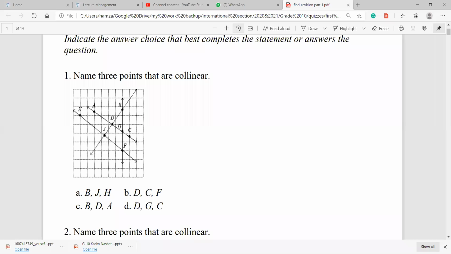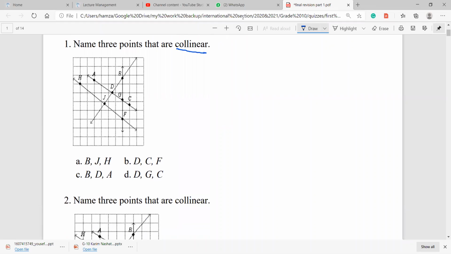Okay, guys. So we'll start with the first question. We wanted to find three collinear points, and you know, collinear means on the same line. Three points on the same what? On the same line.